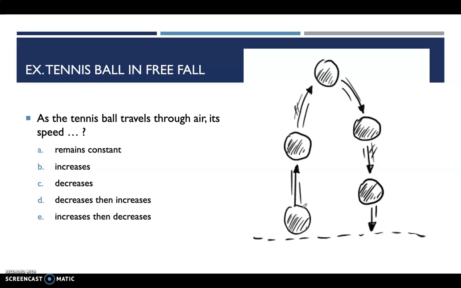Hopefully that gave you a little bit of time to think about it. As the ball travels up to this maximum position here, our velocity is actually slowing down this entire time. Then as it comes back down to Earth, it speeds up. So it decreases, then it increases.